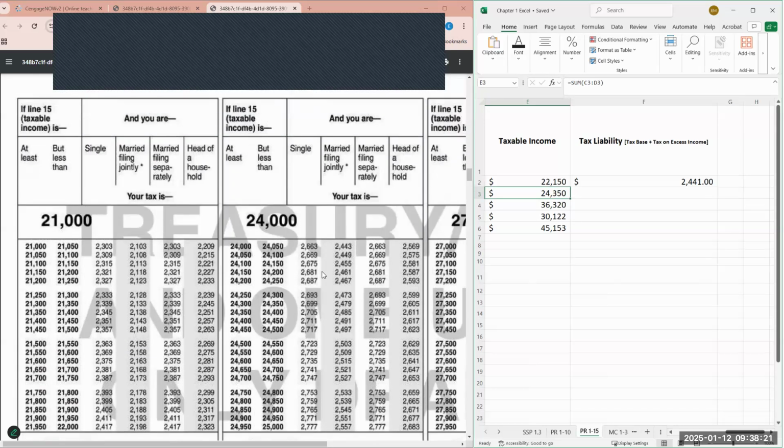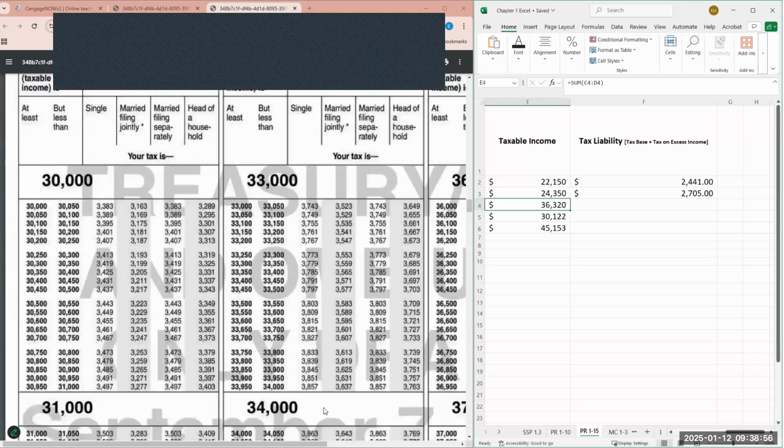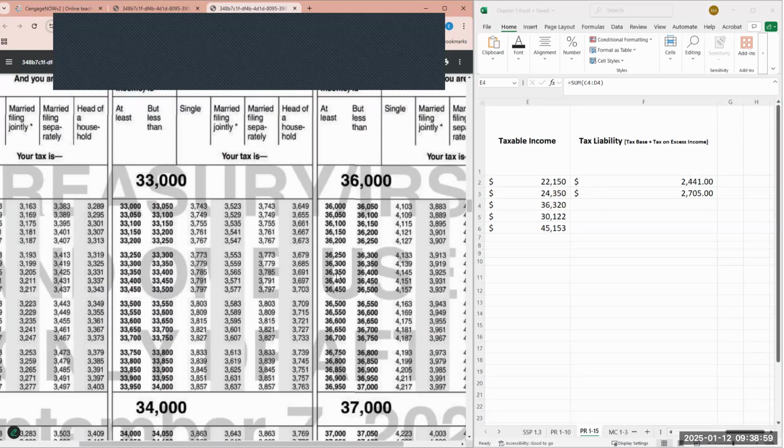All right. Next, for Boyd, we see Boyd's income is 24,350, and we know that Boyd is married filing separate. So as a married filing separate individual, at least 24,350, but less than 24,400. So in such case, let's see. Up here we go. Married filing separate, 2,705. Next, we see for Codwell, he is married filing joint, and the income is 36,320. So now we see at least 36,300, but less than 36,350 for a married filing joint individual. It will be 3,919.